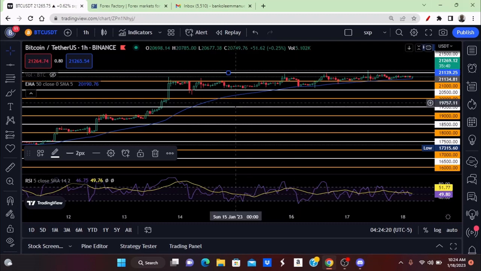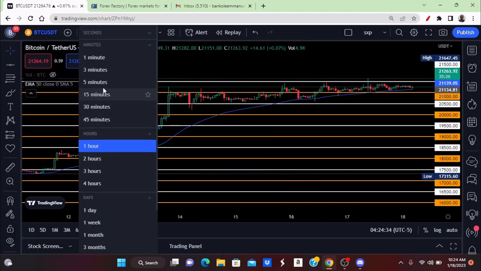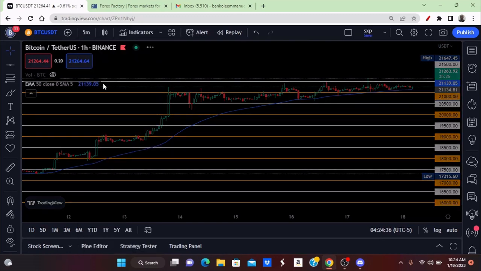So guys, I've already drawn all the levels right now. So we have all the 500 levels and the round figure 1000 levels. What we'll be doing now is to come to our lower time frame. And if you come to the 5 minute time frame, you'll see how beautifully this is working.